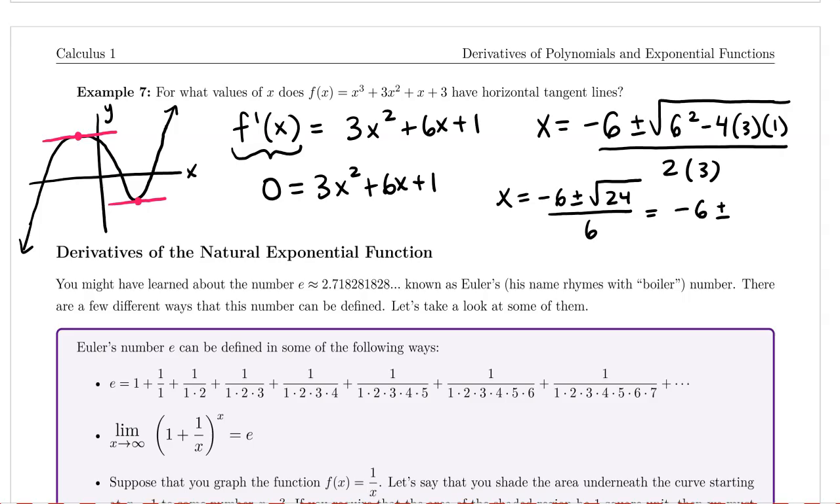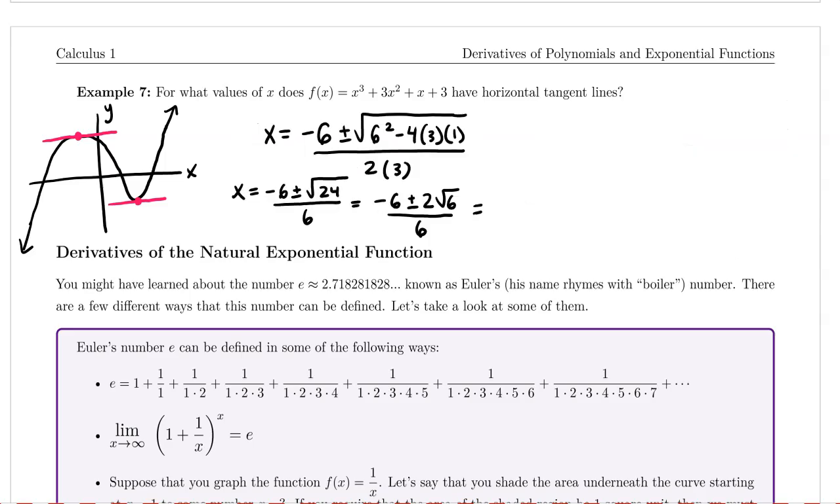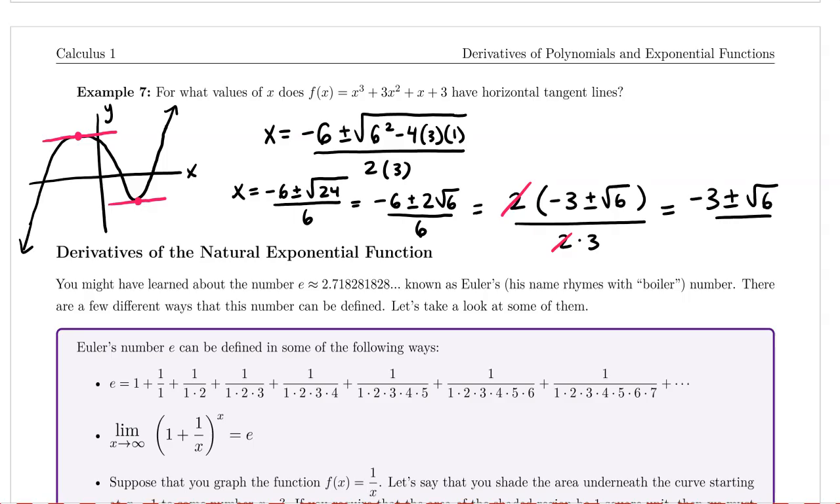24 has a perfect square as one of its factors, and that perfect square factor is 4, so the square root of 4 is 2. That's going to leave me with 2 root 6 over 6, and then I can simplify that by factoring out a 2 from the numerator. And then the denominator, I can rewrite that as 2 times 3, so these 2's will cancel out. And finally, I'm left with negative 3 plus or minus the square root of 6 over 3.